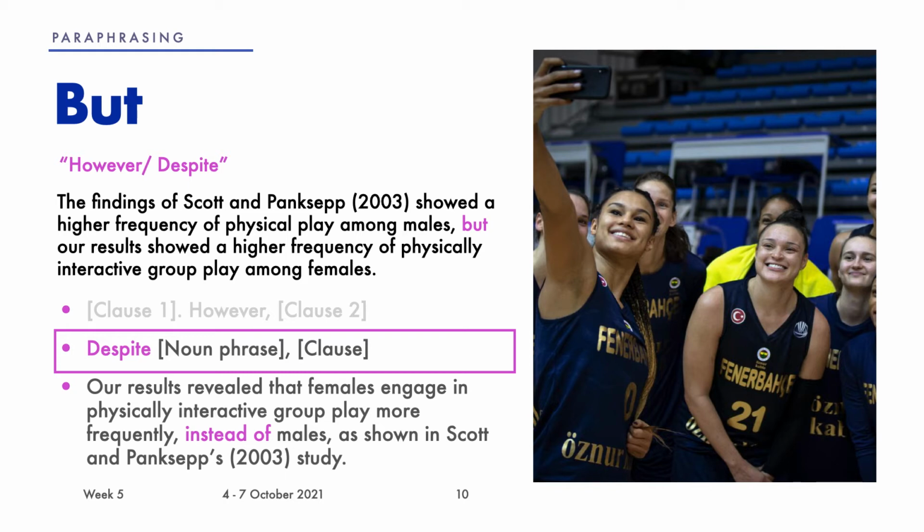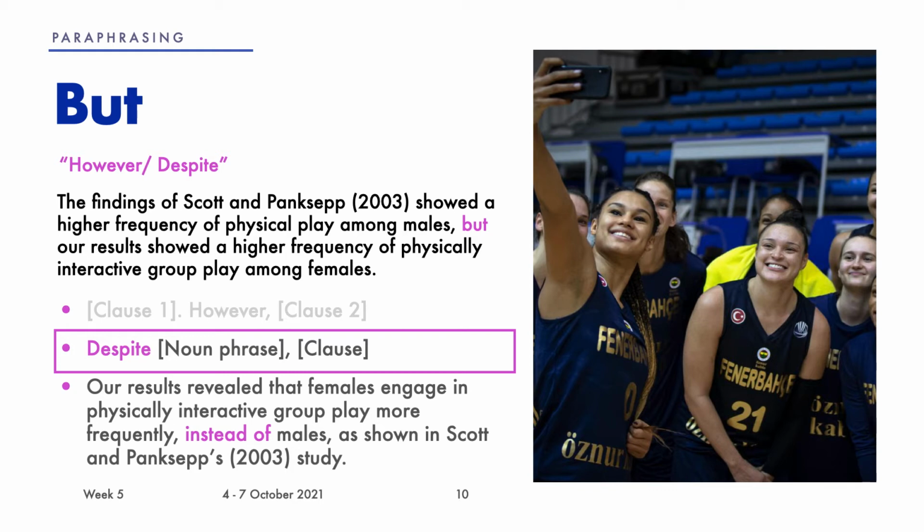The findings of Scott and Panksepp showed a higher frequency because the first sentence has already written something in a similar structure, saying that our results revealed that females engage in physically interactive group play more frequently, which means the previous findings from another study show that it's actually males who are highly active during the physical group play, but the new results, okay, will show something else.